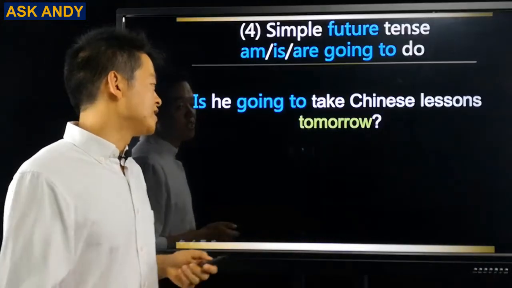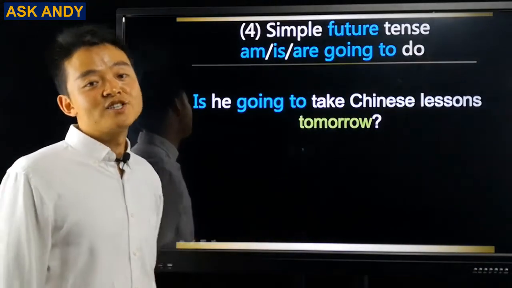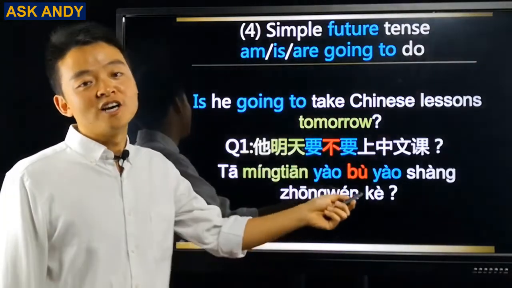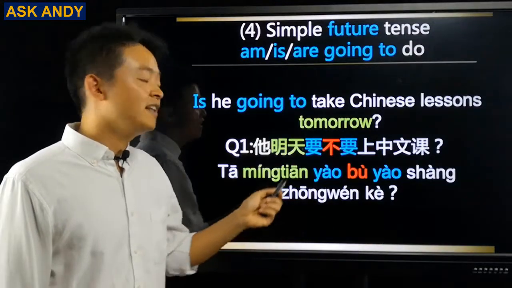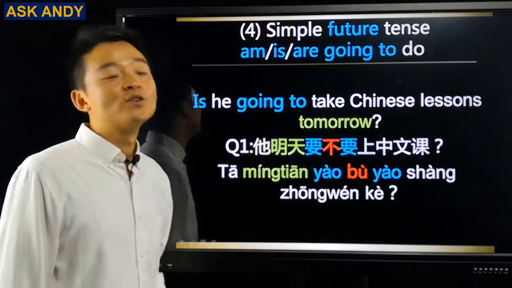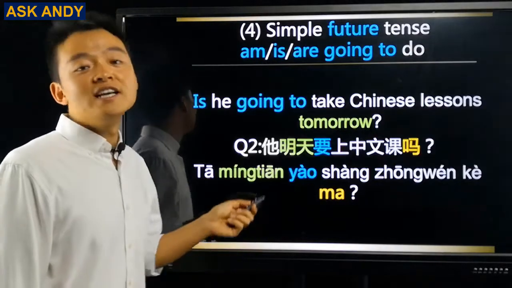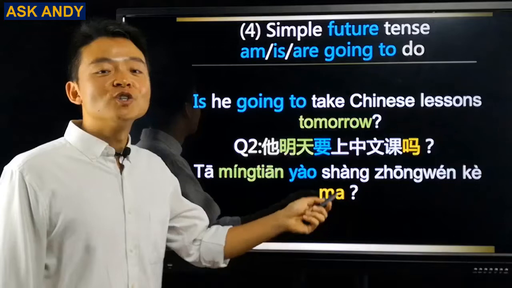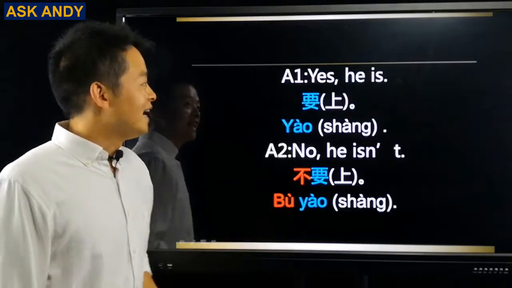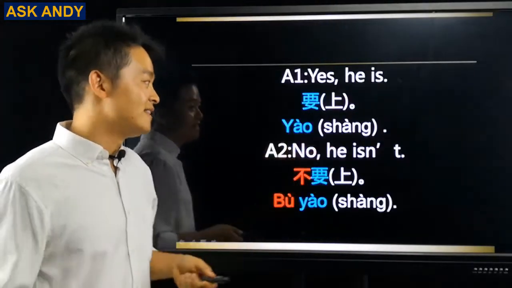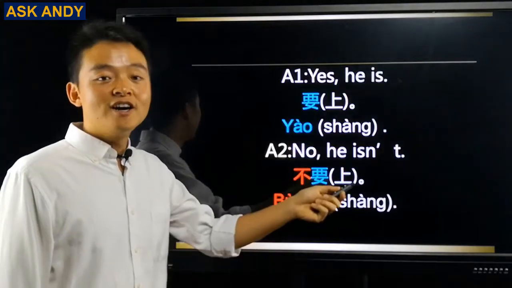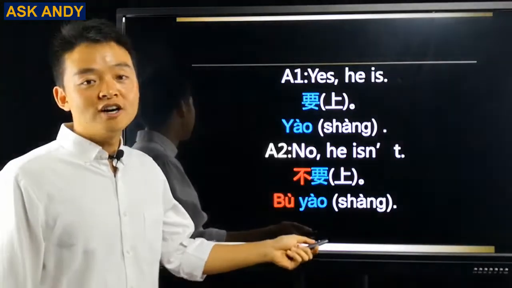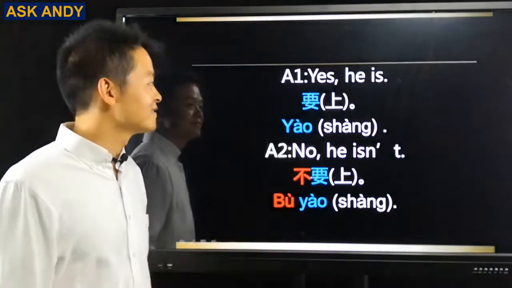Number 4 again for this question. Is he going to take Chinese lessons tomorrow? Question 1. 他明天要不要上中文课? Question 2 is 他明天要上中文课吗? Answer 1, yes, he is. That is 要上. 要上 in Chinese. Answer 2, no, he isn't. That is 不要上. 不要上 in Chinese.